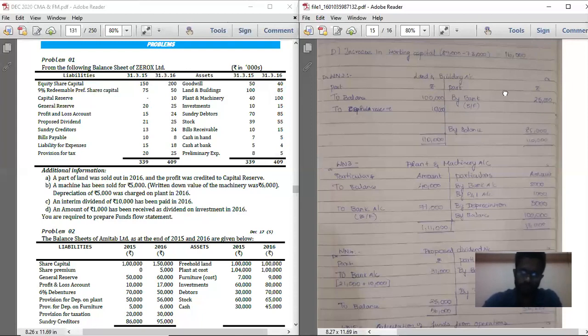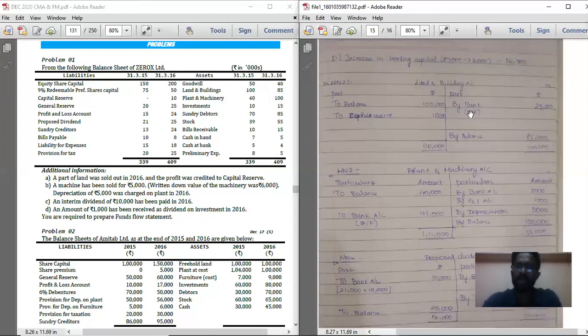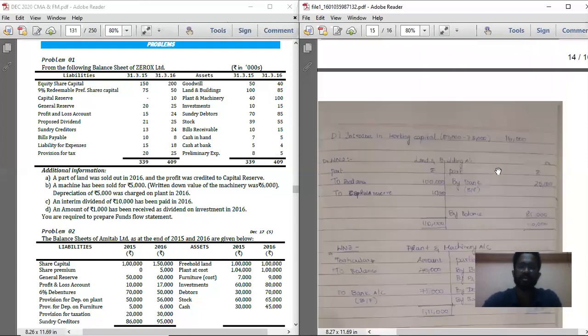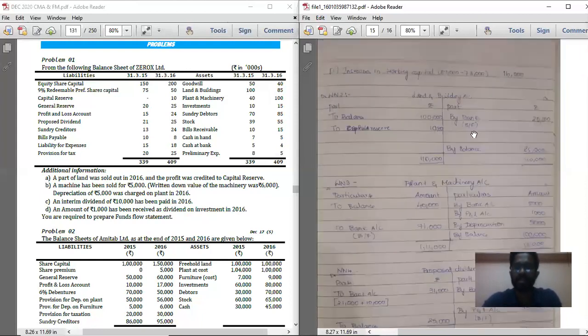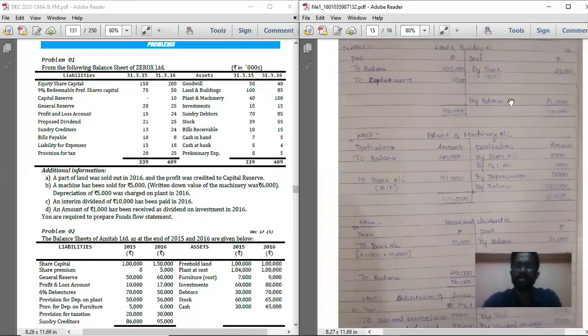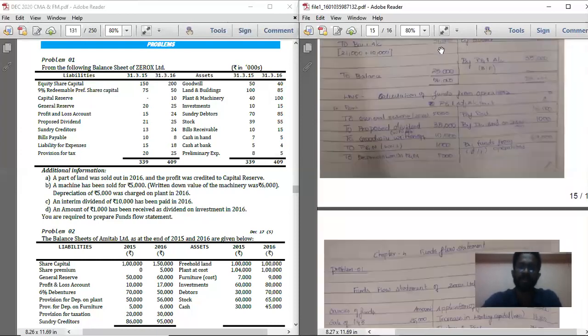So 25,000. See, by bank account, which means fund is coming in. There is some increase in asset. So when there is cash coming in, what is the entry? It will go to the source of funds. When there is cash or fund coming in, then it is source of fund. When there is fund going out, it is application of fund. So this sale value of land and building should be taken to source of funds because there is some fund coming in.